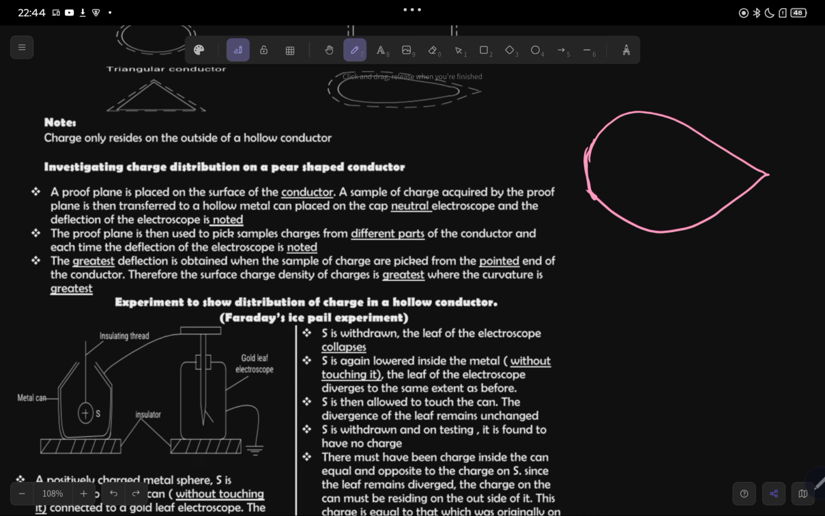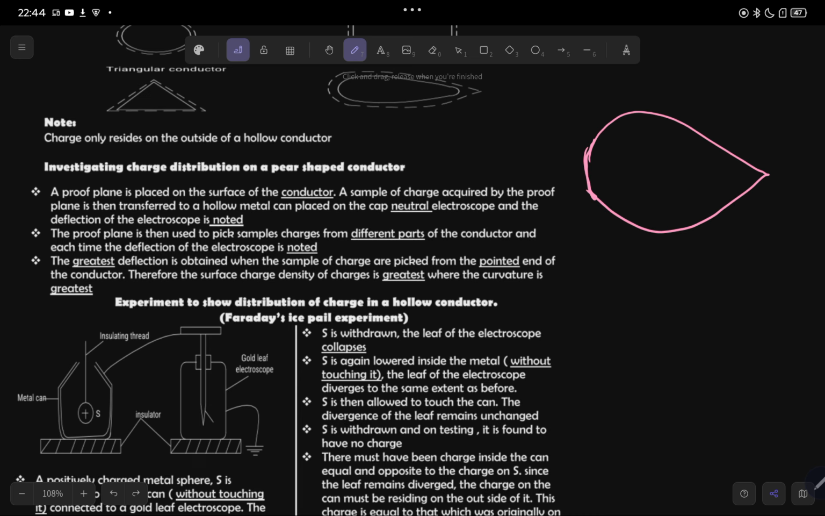Now, we use a device called a proof plane. A proof plane is actually a device used to transfer charge. It is just made of some conducting leaves which are attached to an insulating handle. When you place those conducting leaves over the surface of a charged conductor, they always pick up charge which is proportional in magnitude to the magnitude of the charge which resides at that point on the surface of the conductor.